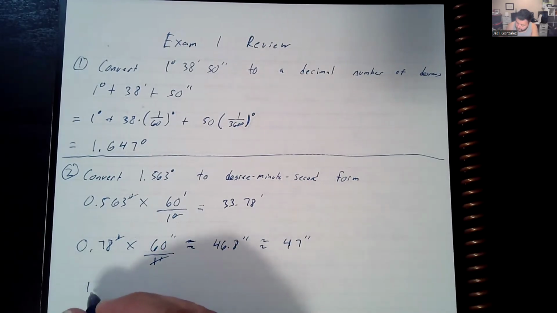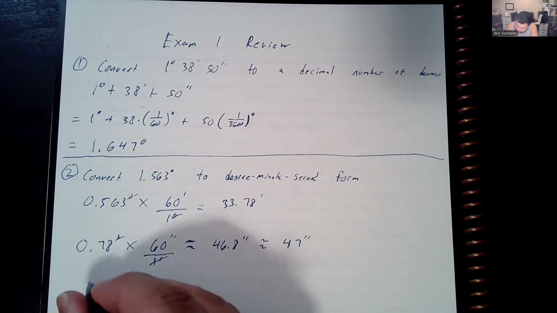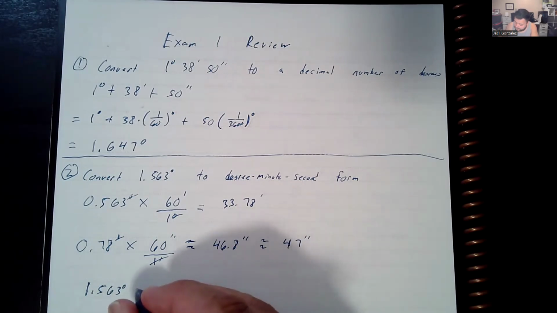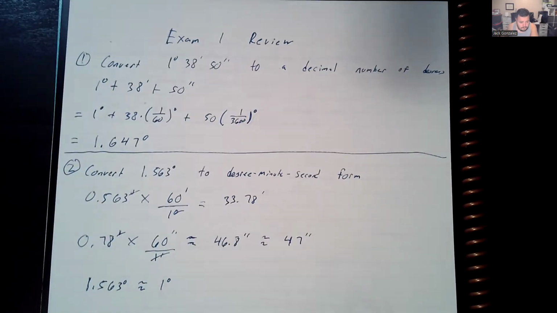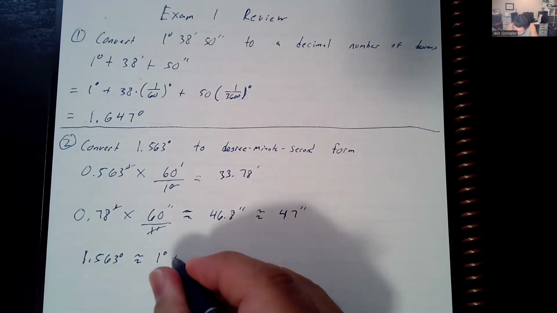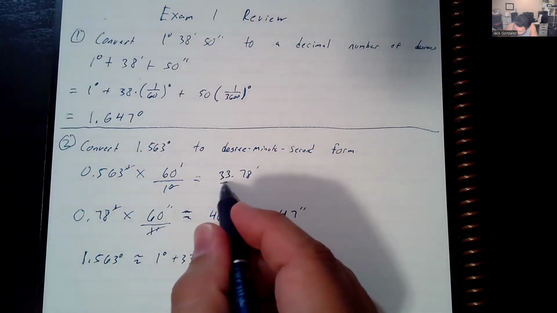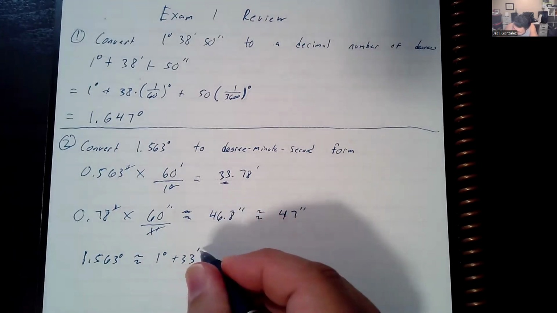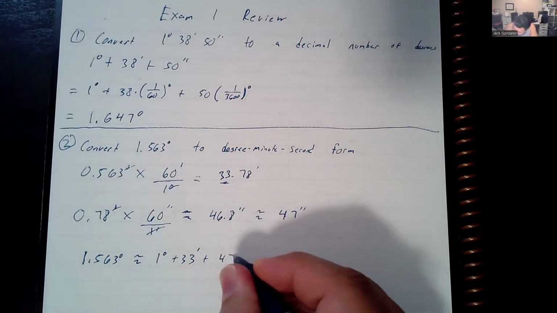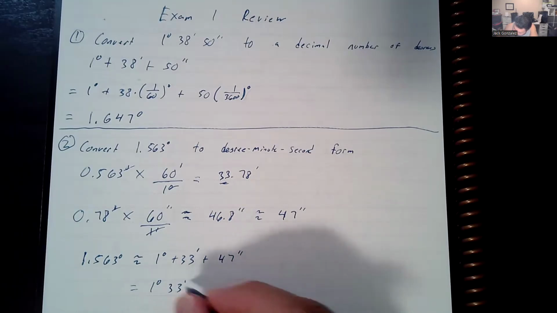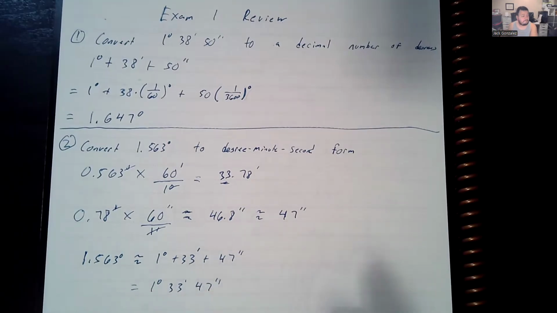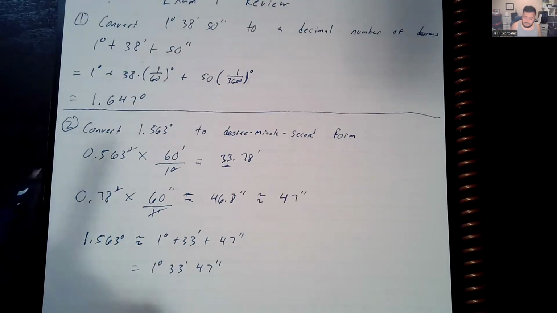So 1.563 degrees will become 1 degree, it's the original piece, plus the 33 earlier, that's minutes, plus your 47 seconds. So you just write it like this because it's understood.